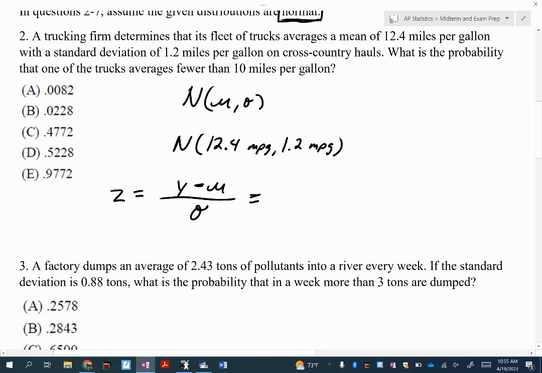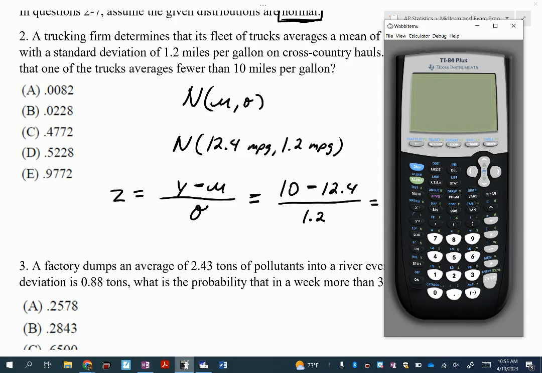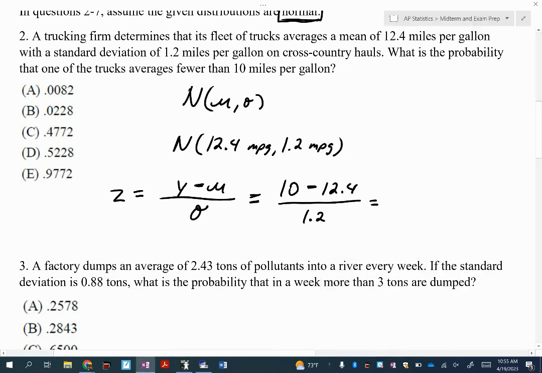All right, so the 10 replaces letter Y, and the mu and the sigma, so 12.4 is my mean, and the sigma is 1.2. Guys, if you don't remember how to do this, it is going to be on the AP exam, so make sure you're getting a chance to read that Barron's review book. All right, go to your calculator. We're doing 10 minus 12.4 divided by 1.2 to get negative 2 is my z-score.